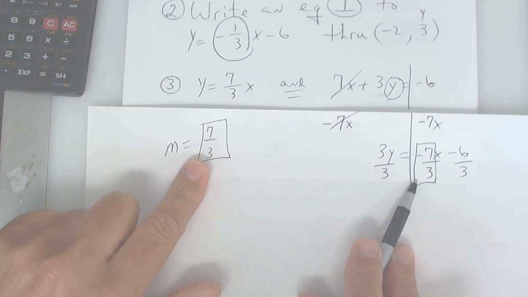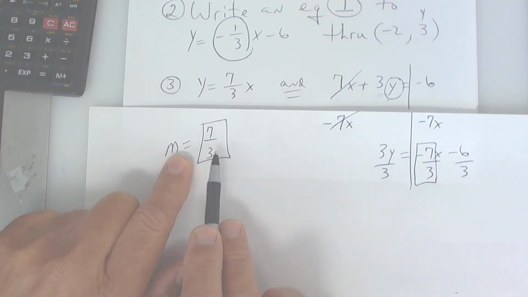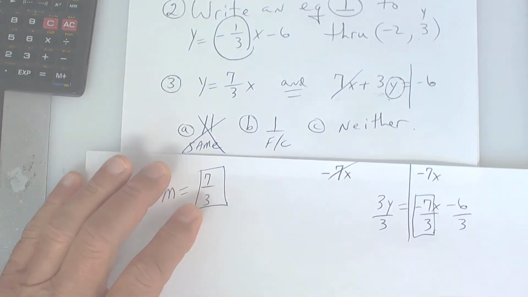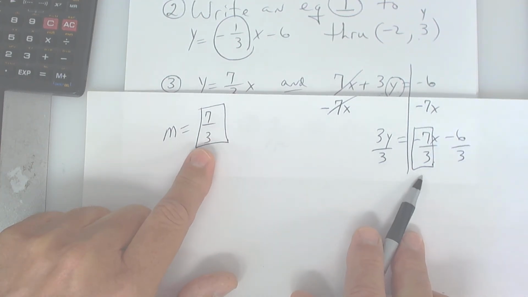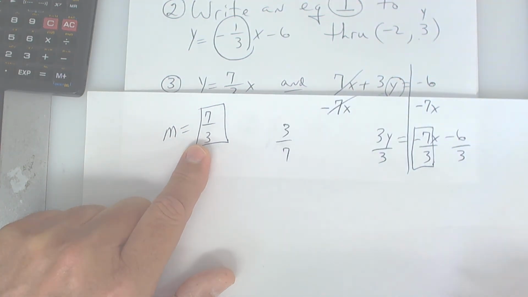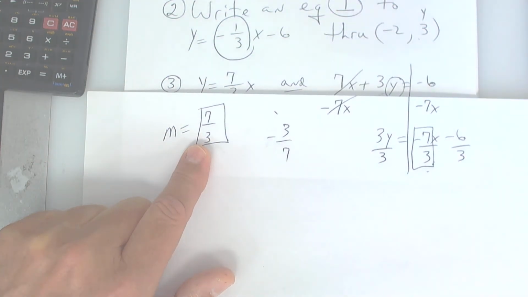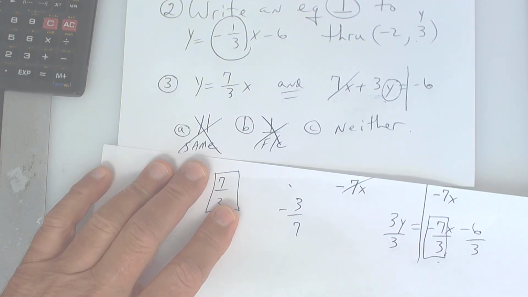Everybody with me? All right. Now, what if I flip and change this one? We know they're not parallel. So they're not parallel. But what if I flip and change this one? Would it be this? Flip it. What would it be if I flip it? 3/7. And if I change it, what would it be? Negative. A negative. Is this the same as that? No. So it's not perpendicular. So what must it be? Neither. Must be neither.